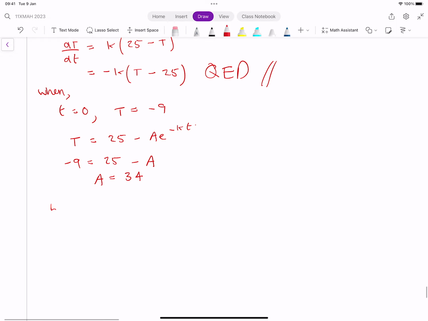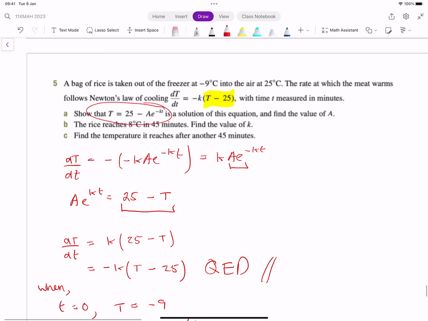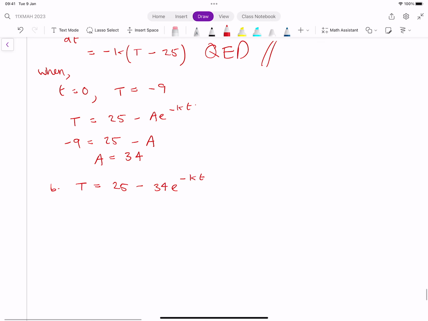Part B. My new equation now, before we have a look at the question, is T is 25 minus 34e to the minus kt. Now in the question, part B, we've got the rice reaches 8 degrees in 45 minutes. Find the value of k. So we know that t equals 45 minutes and the temperature is 8. So 8 is equal to 25 minus 34e to the minus kt. And pardon me, that's k times 45.